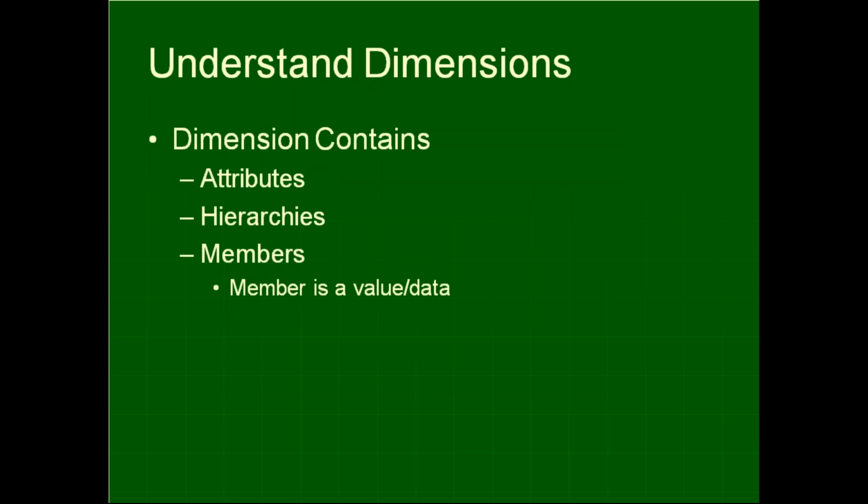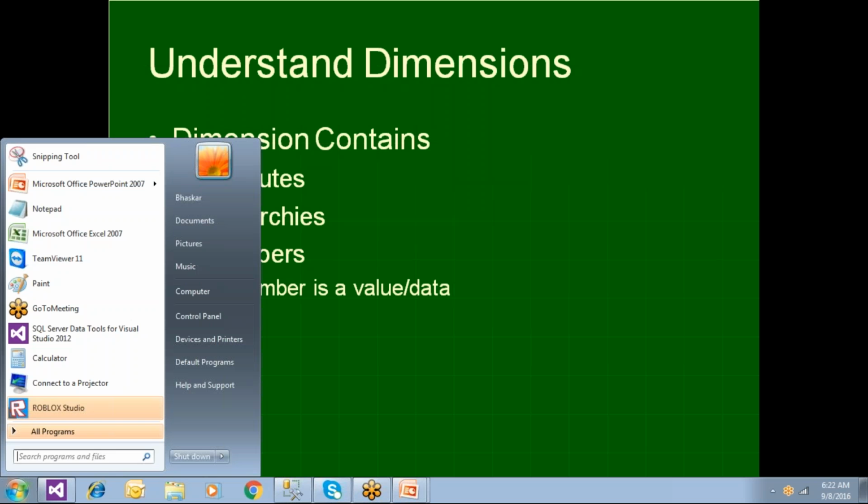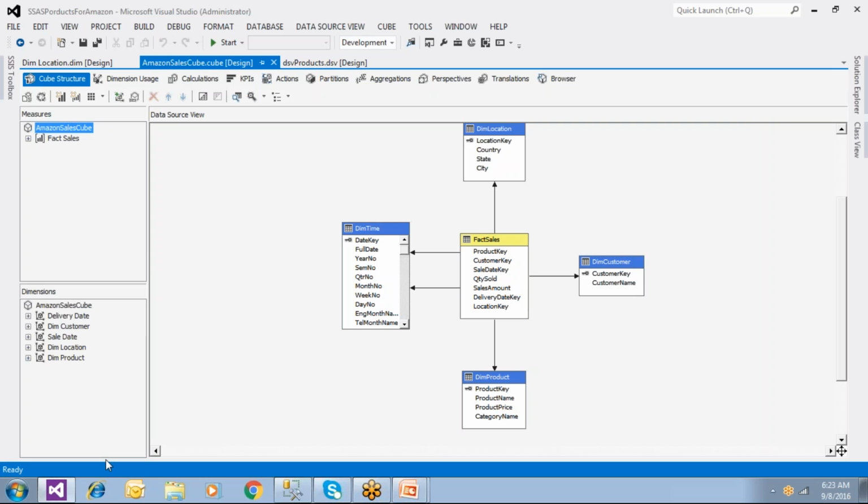Some more things we have to understand in the dimensions. So dimensions will have attributes and hierarchies, and the dimensions will have members. So what is an attribute, what is a hierarchy, and what is a member? Let us understand. Let me straight away go to the dimension here.